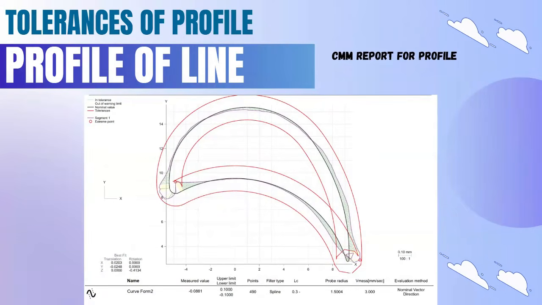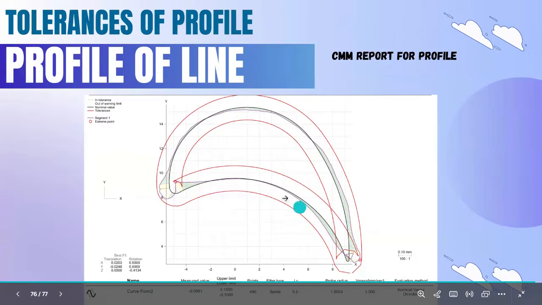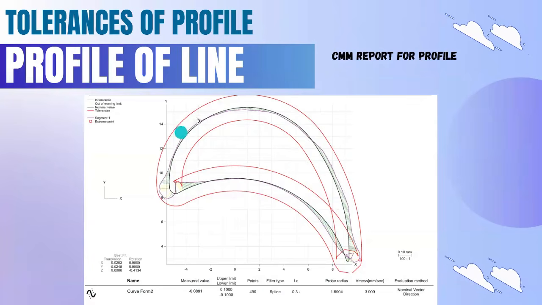So here you can see the CMM profile of line graph. Here the red line is the tolerance. The black line in the graph is the actual dimension in the part. So here it is within the tolerance zone. So the part is okay.